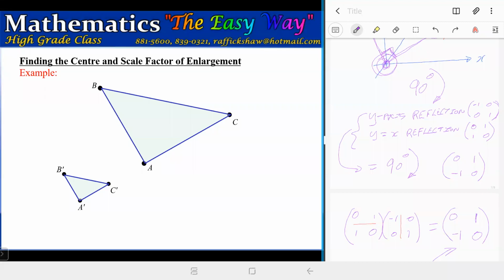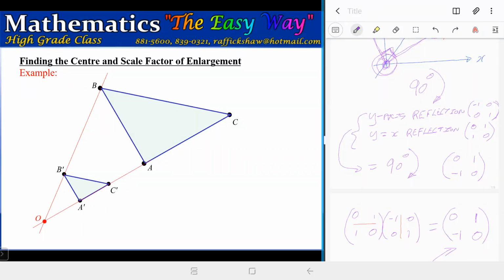You have to continue with this. So we're going to find the center of the enlargement by joining the corresponding points. See there? Join A, B, and B prime, and join A and A prime. Extend where those lines meet. That's the center of the enlargement.